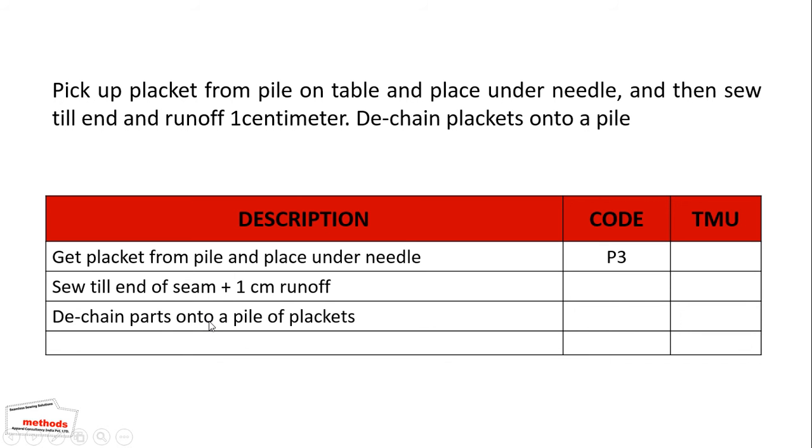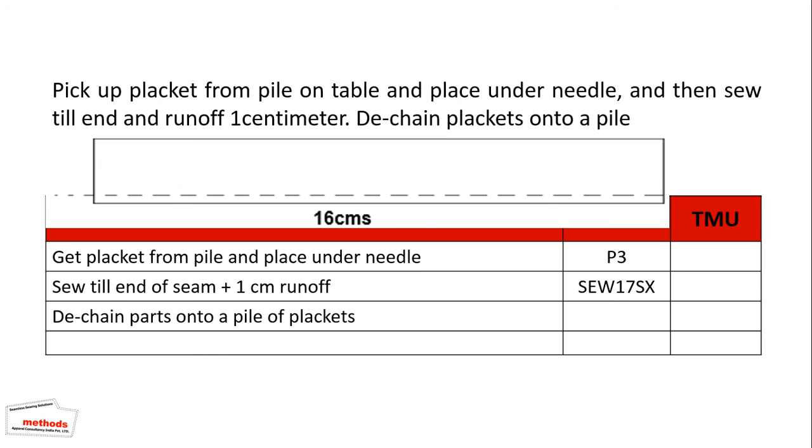So the first sentence is a P3 code, which is picking up a small part. So we have get placket from pile and then place in the needle, a P3. Next is a sewing code. We have sew 17. Now instead of 16, we have 17 because 16 centimeter is the length of the placket plus a runoff of 1 centimeter.